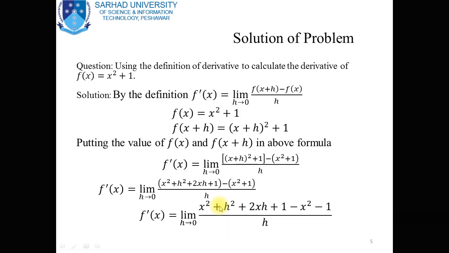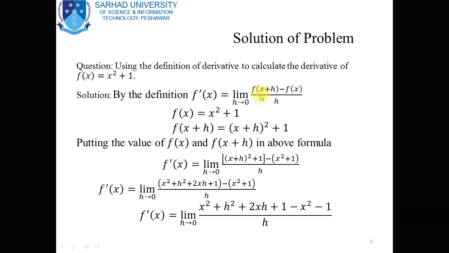So dear students, now for example we have a function f of x is equal to x square plus 1, and we want to obtain the derivative of this function by using the definition. So by using the definition, the derivative formula is given by f prime at x is equal to limit h tends to 0, f of x plus h minus f of x divided by h.